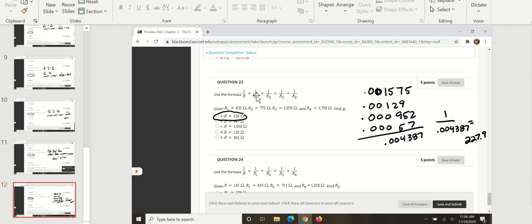Final question. Now we have four resistors in parallel, and it's asking us to find the total resistance. So we take the decimal equivalent of 1 over R1, 1 over R2, 1 over R3, 1 over R4, and we add those all together. We come up with 0.004387. When we do the inverse of that, we come up with 227.9, real close to 228. That is the correct answer.